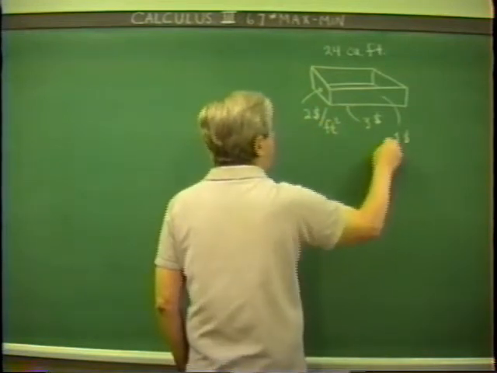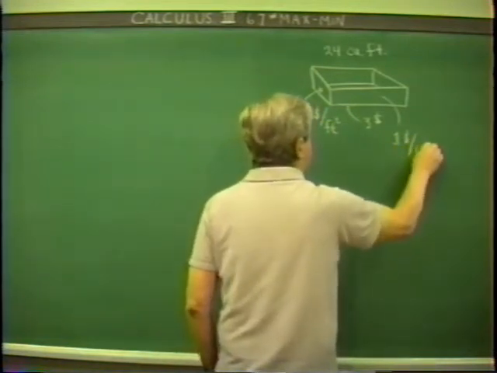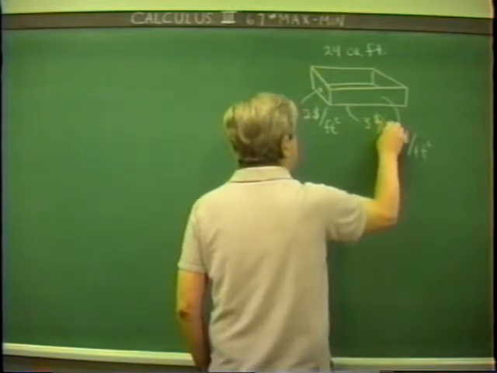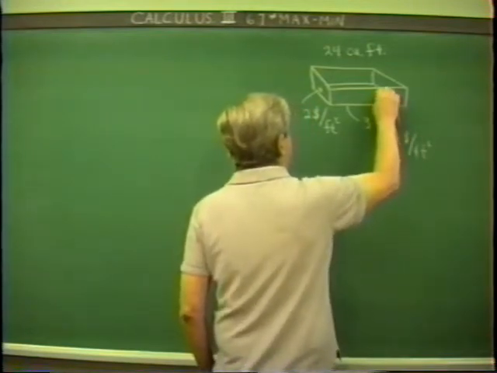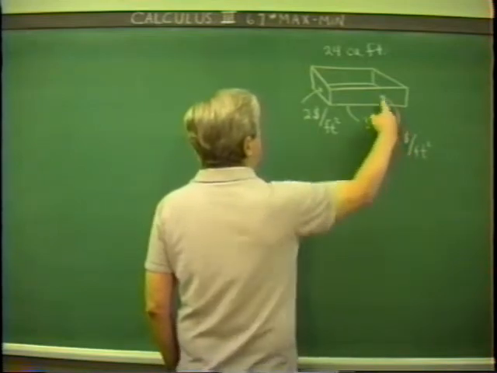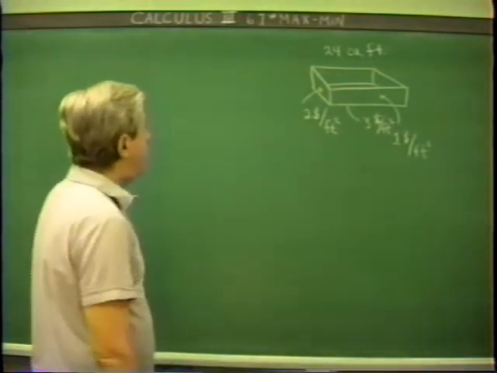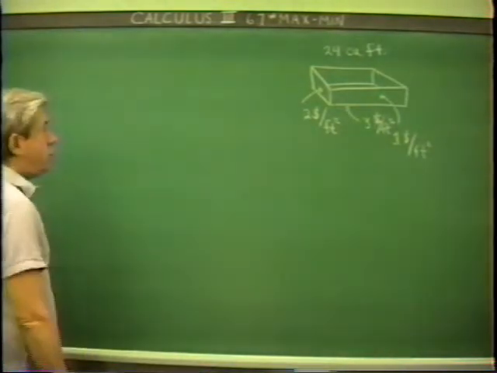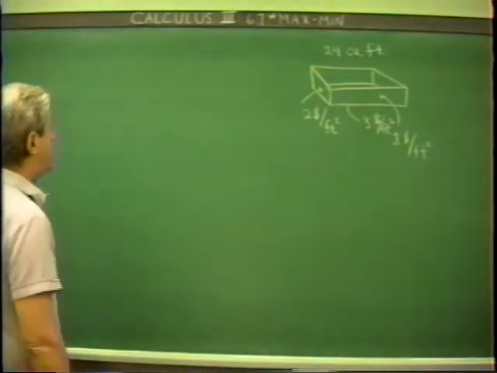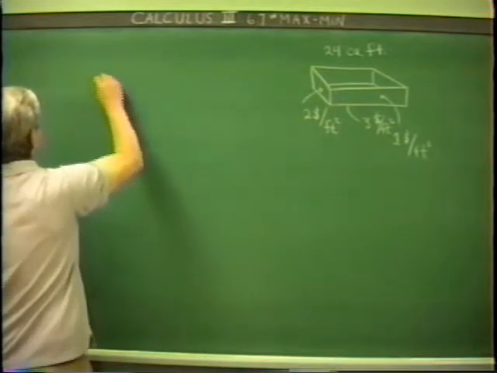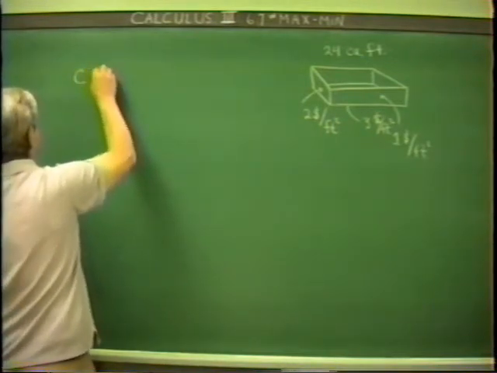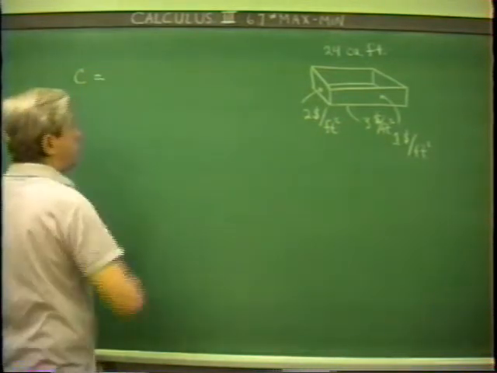So in which case this is $2 per square foot, $1 per square foot, and $3 per square foot. For the bottom, $3; $1 for these two sides and $2 for the other sides. Then what we wish to do is minimize the cost of the box. All right? So what have we got here?